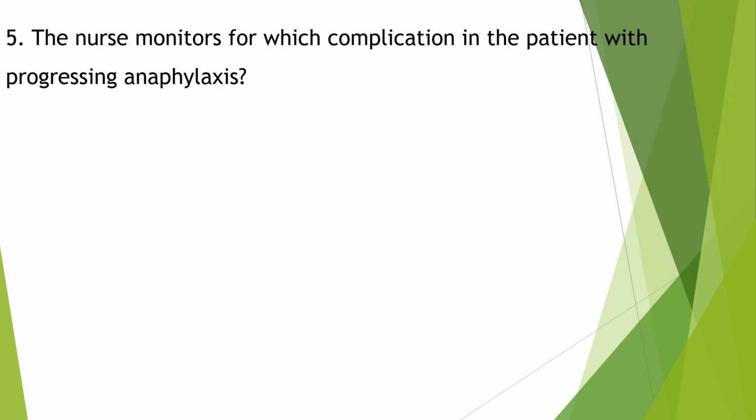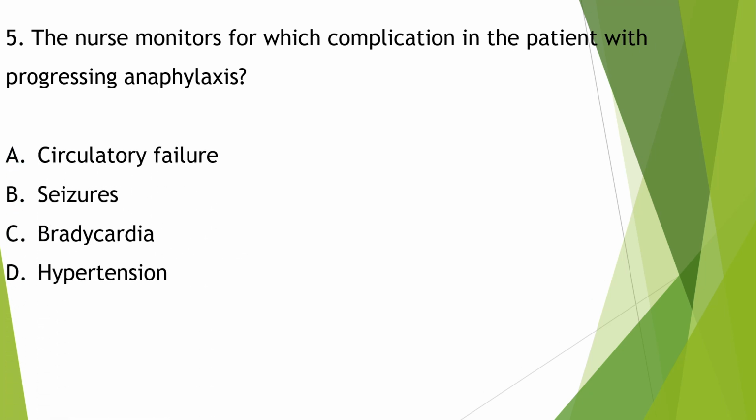The nurse monitors for which complication in the patient with progressing anaphylaxis? Circulatory failure, seizures, bradycardia, or hypertension? The worst complications following anaphylaxis are respiratory failure as well as circulatory failure. So here the answer is circulatory failure.